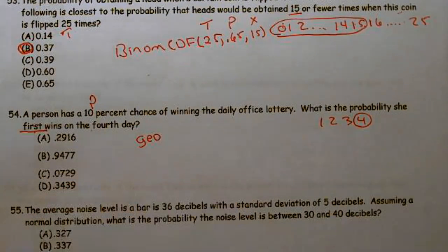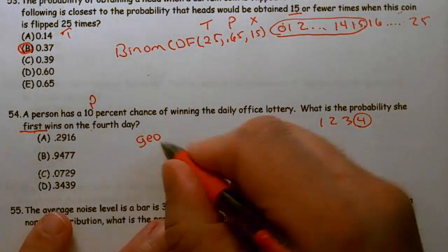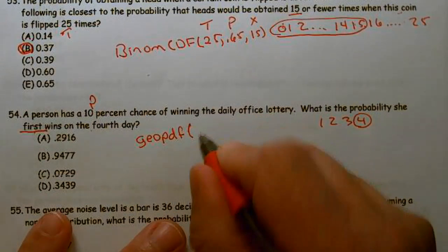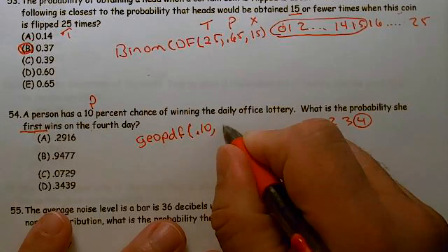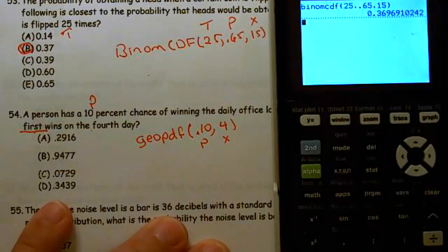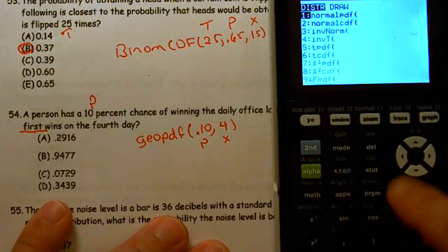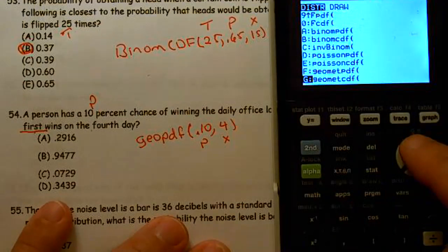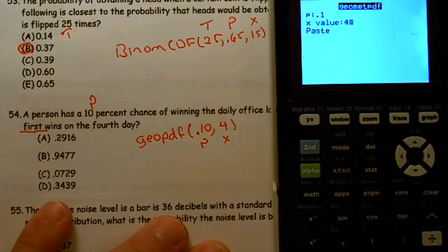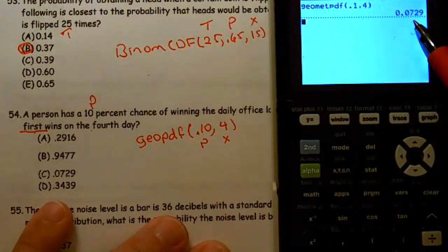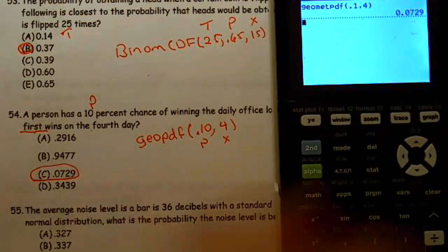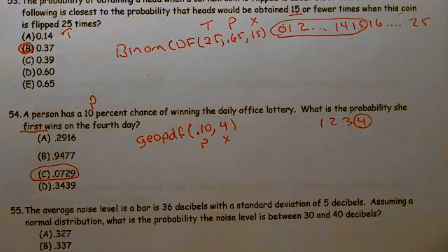Since I'm only circling one number, this makes this a PDF. All right. Probability 0.10. X is 4. So this is probability, X. So second vars, geo PDF, probability 0.1, X is 4, 0.0729. So in this case, our answer is letter C.